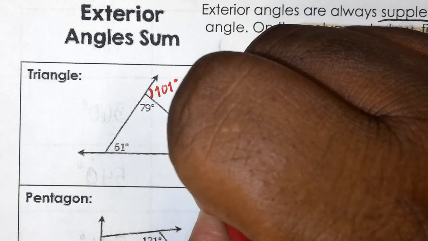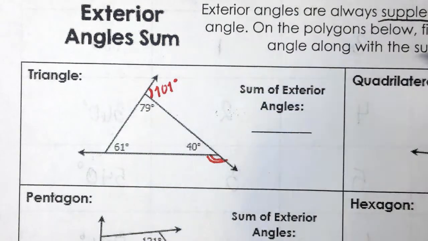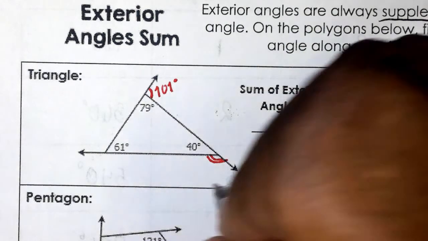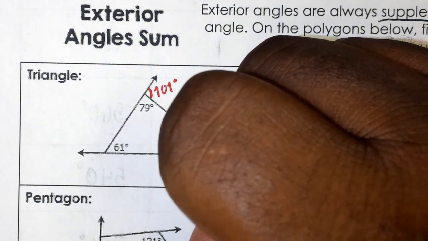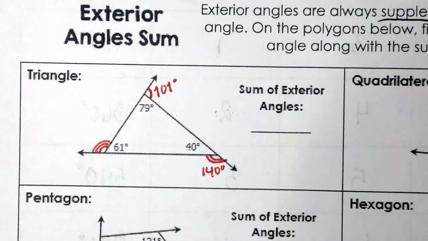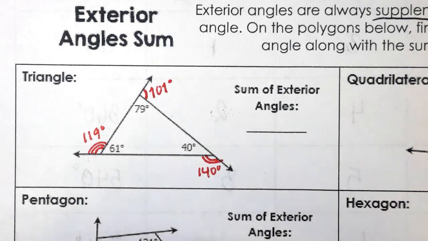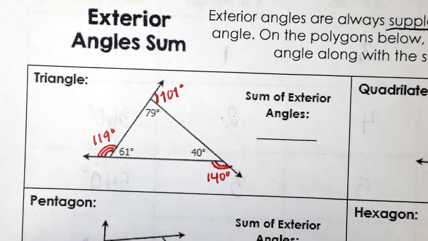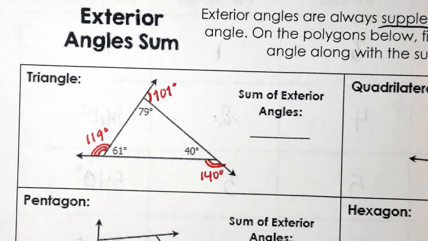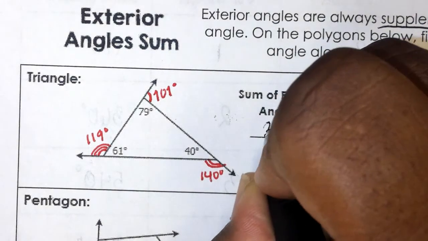The next one over here, 40 degrees inside. What's the angle outside have to be? Say it again. 140 degrees. Then this one over here, 61 degrees. What now? 119. Okay. So just by knowing that these are all supplementary, I found all my exterior angles. Add those up. Tell me what you get. They want to know the sum of the exterior angles on the triangle. 360. Okay.